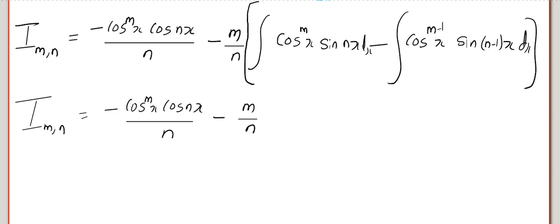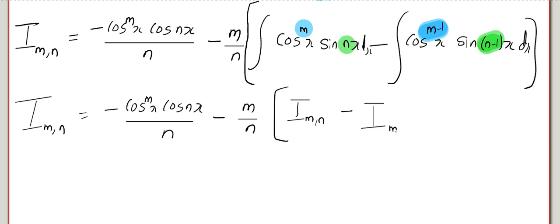Can you recognize the first integral? Oh, that's exactly our question. See, cos to the power m sine nx. Now look at the second one. m got replaced with m minus 1. n got replaced with n minus 1, we actually did it forcefully, but still we are successful. So this is I(m, n) minus I(m minus 1, n minus 1).